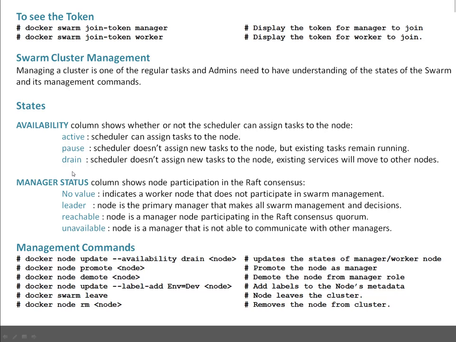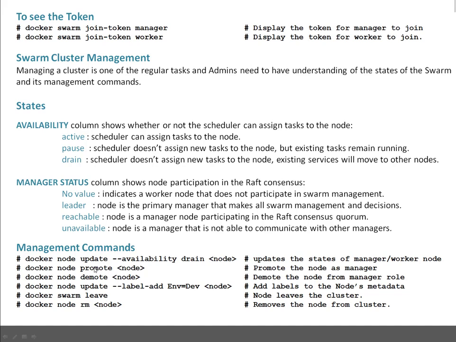In the management commands, I have listed the most frequently used management commands for a Swarm cluster. First one is docker node update --availability drain and the node name, or you can specify the node ID. This particular command updates the state of a manager or worker node. Drain, as I mentioned, is one of the states. If you see here, the state is drain, pause, active. You can choose any state. With drain, it will update the state to drain.